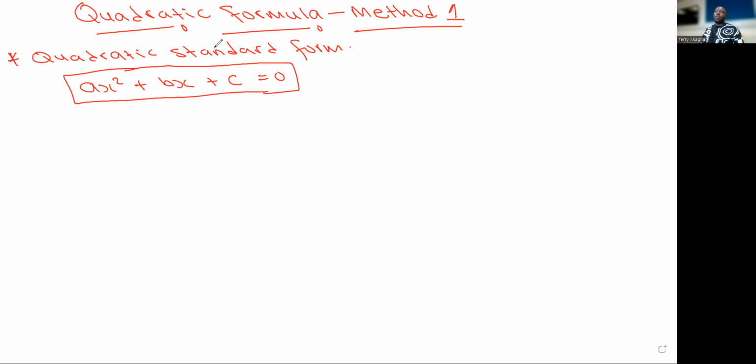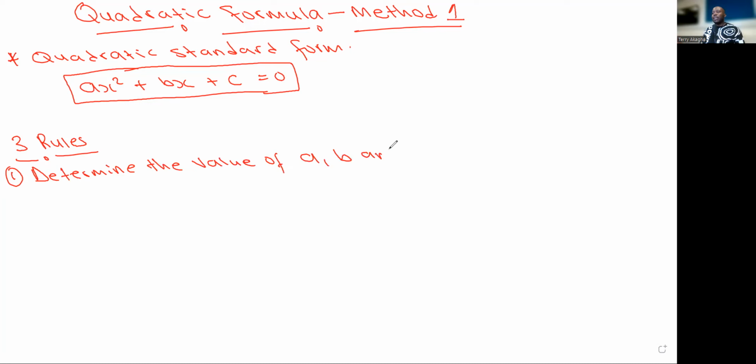So how do you use the formula to solve this? Okay, there are 3 rules here, okay? I'm going to write down the rules on what to do. The first thing is that you have to determine the value of A, B, and C, okay?